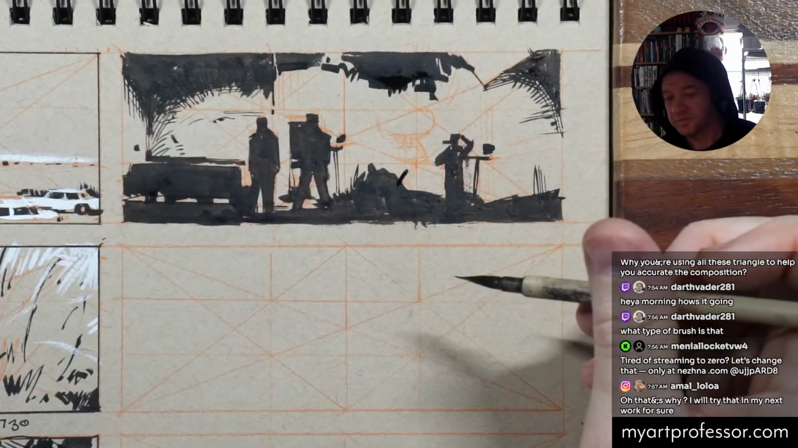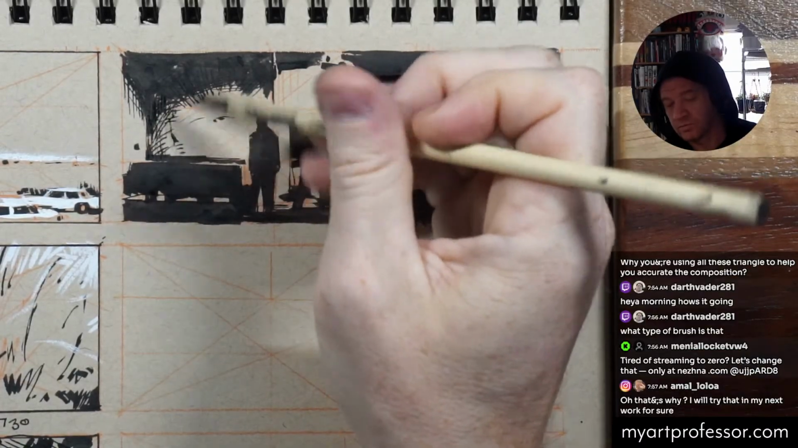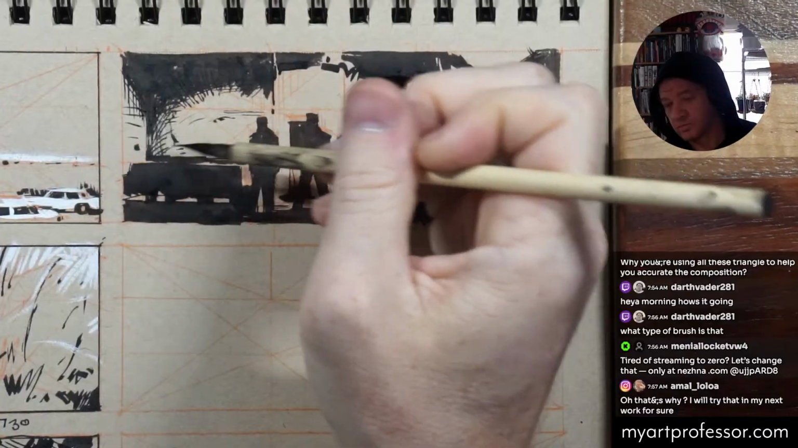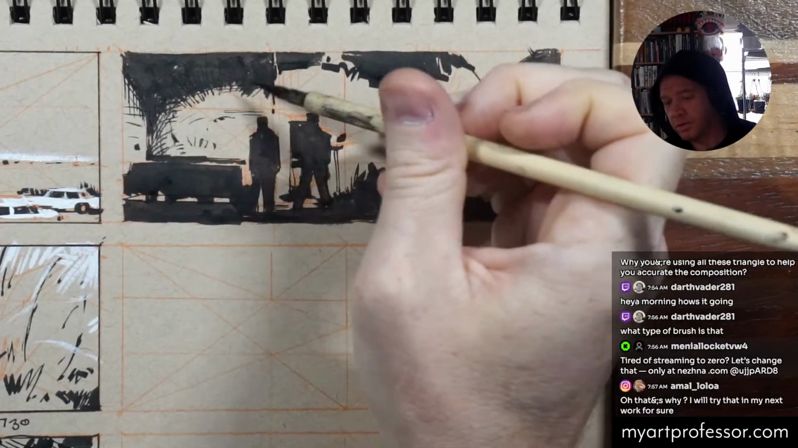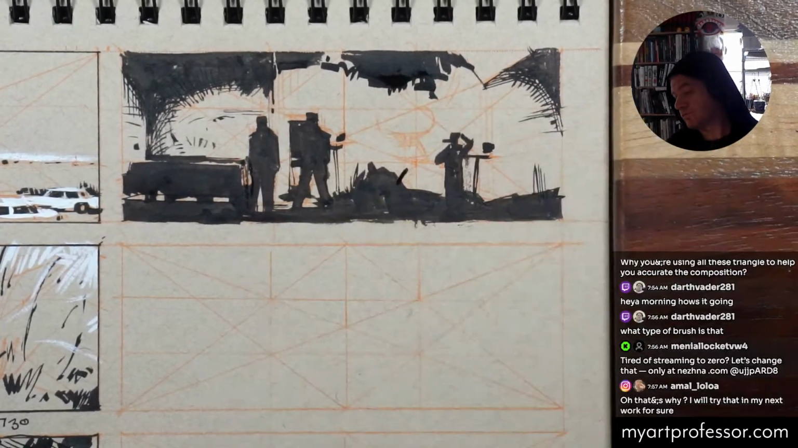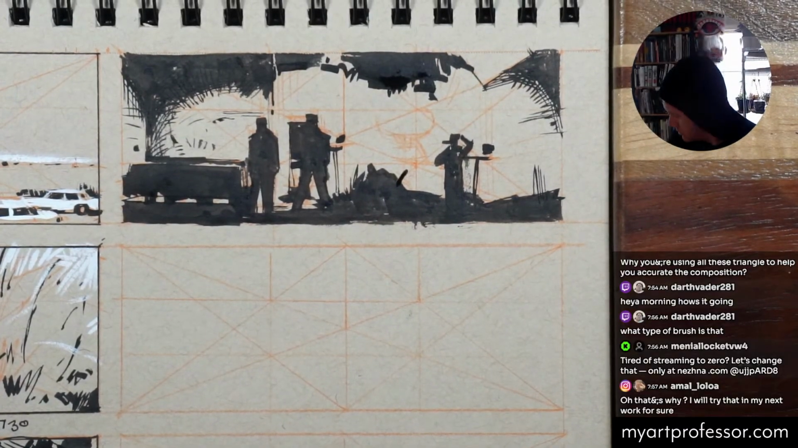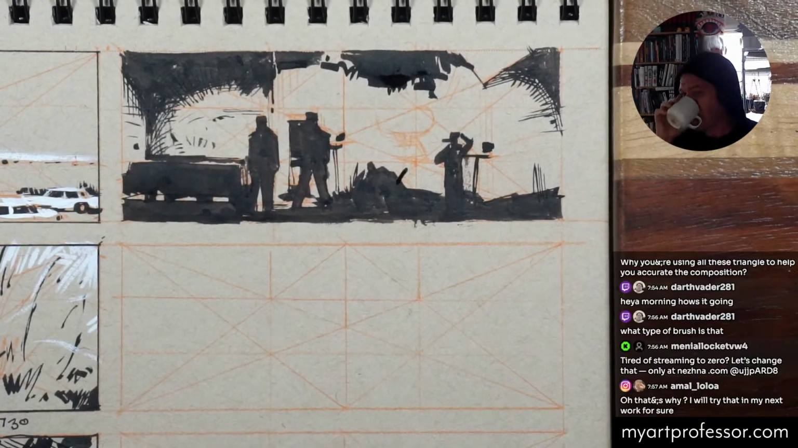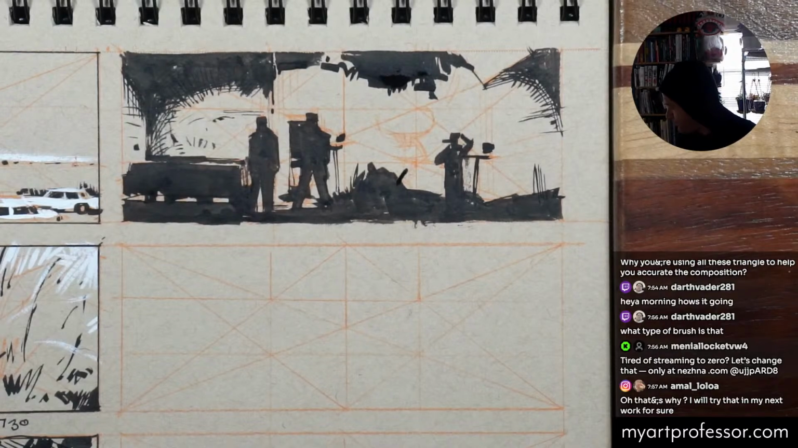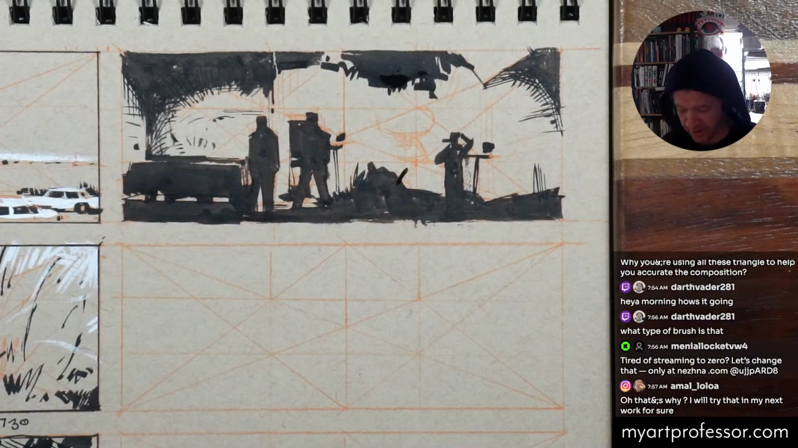Let's see. And of course, why use the brown paper? Well, I like it because you can add white to it.